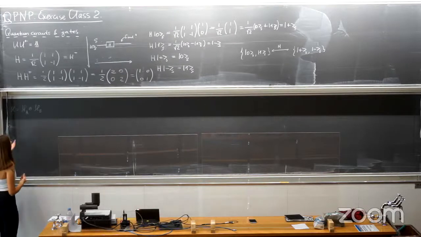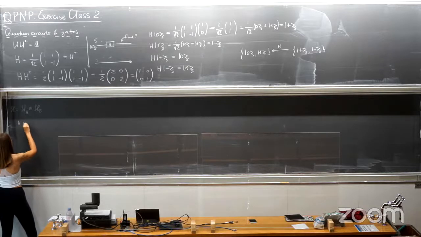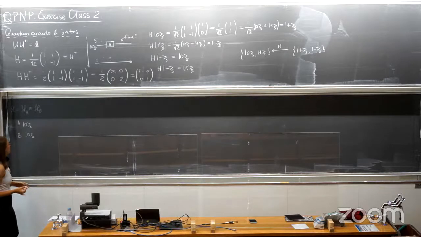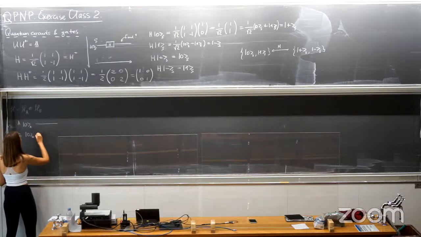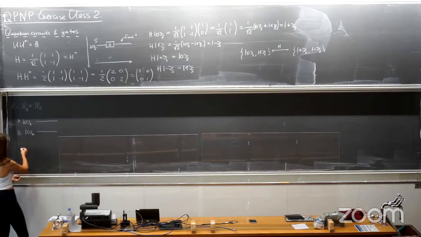Suppose that we have two systems, A and B, and already we'll start drawing them in a circuit. So we have a system A, then we have a system B. Suppose that their initial states for both of the systems are in a zero state. So the joint state on the systems A and B can be written as 0A tensor product 0B.